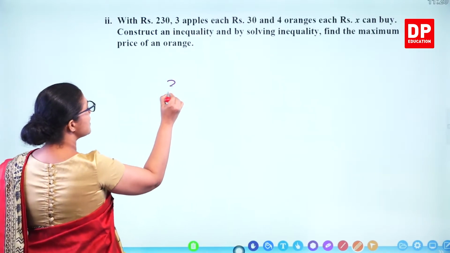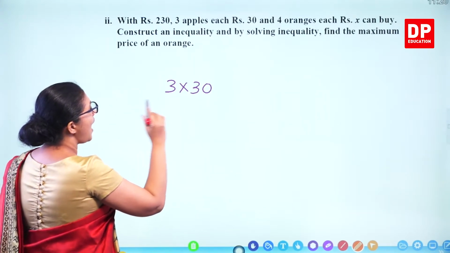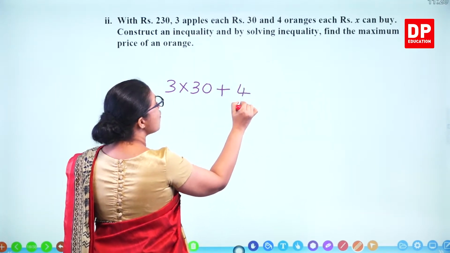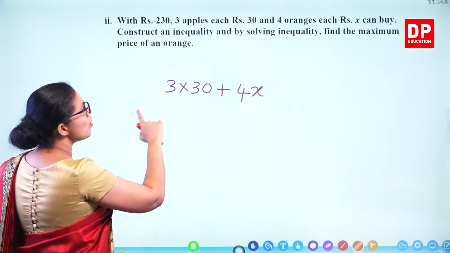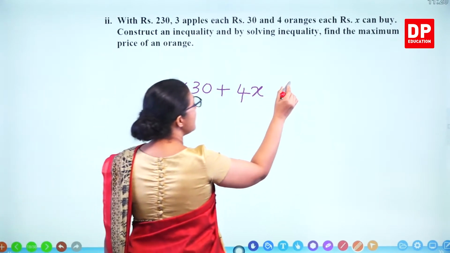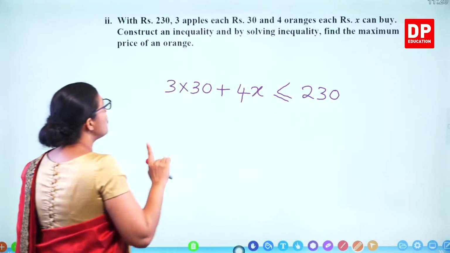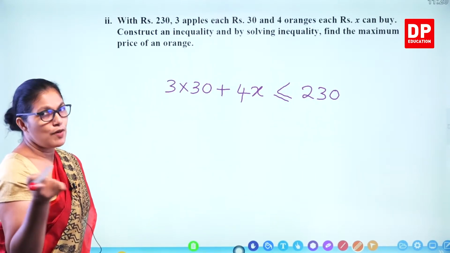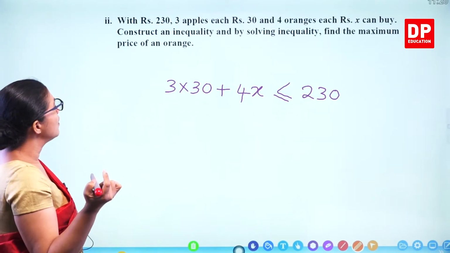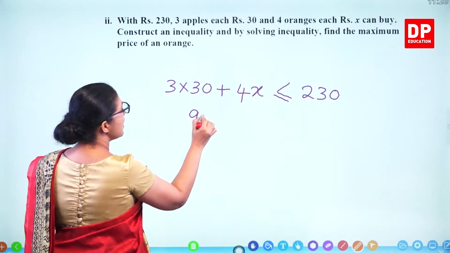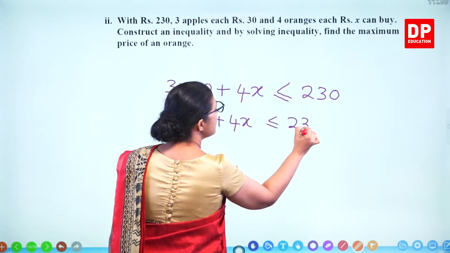So 3 times 30, that's the price for 3 apples. And 4 oranges, each one x, so 4x. So the total should be less than or equal to 230, because it says you can buy with this money. We don't know it's exactly equal. So that's an inequality. So 90 plus 4x is less than or equal to 230.